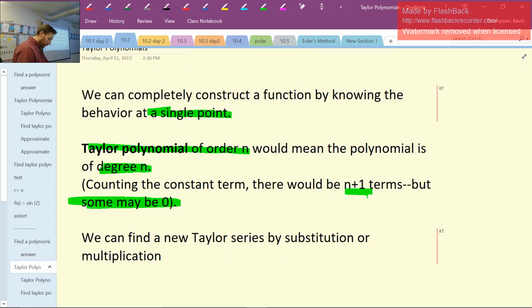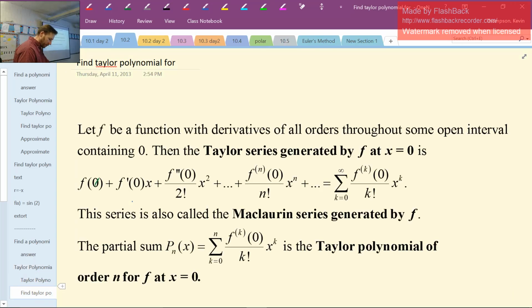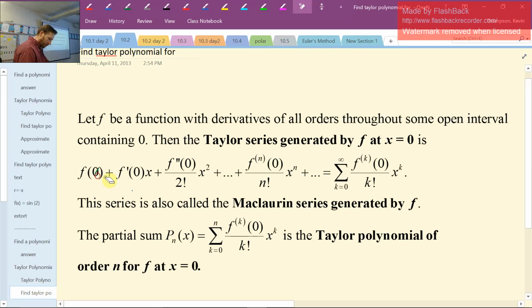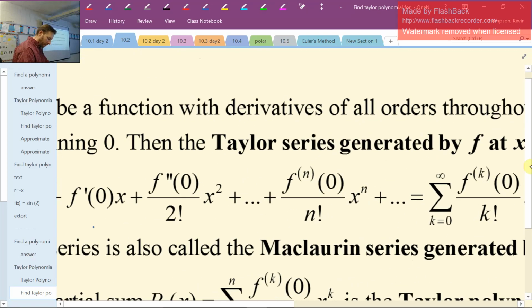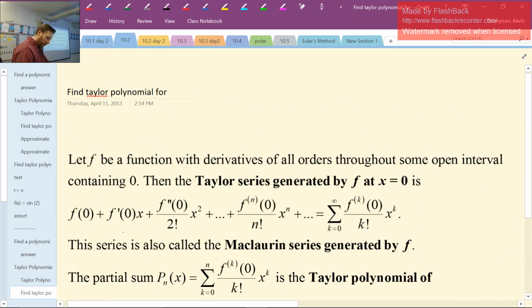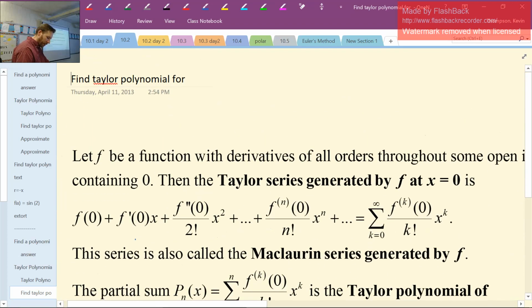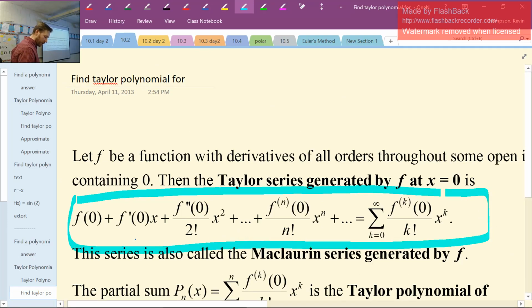So, Taylor polynomials. I'm going to put a definition here on the screen, and I want you to see how this is related. You don't have to write it all down, but you probably want to write down this portion here and mark it as a Taylor series generated for f at x equals 0. So notice I'm saying Taylor series, right? I'm just adding together a bunch of terms here.